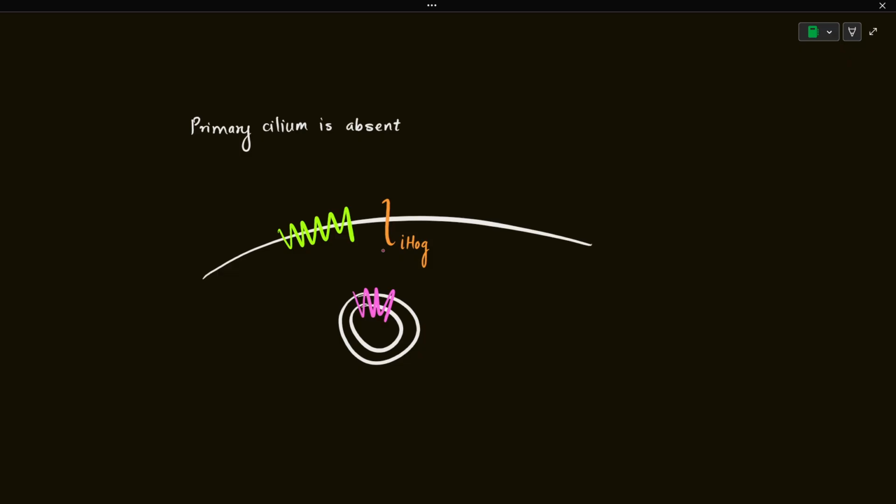So when hedgehog is not there, the smoothened will be inhibited, and that is going to affect the cubitus interruptus, which is present inside the cell. So what will happen? When hedgehog is not there in the environment of the biological system, the cubitus interruptus, which is present inside the cell cytoplasm, is going to get phosphorylated by PKA, GSK3, and CK1, casein kinase 1.